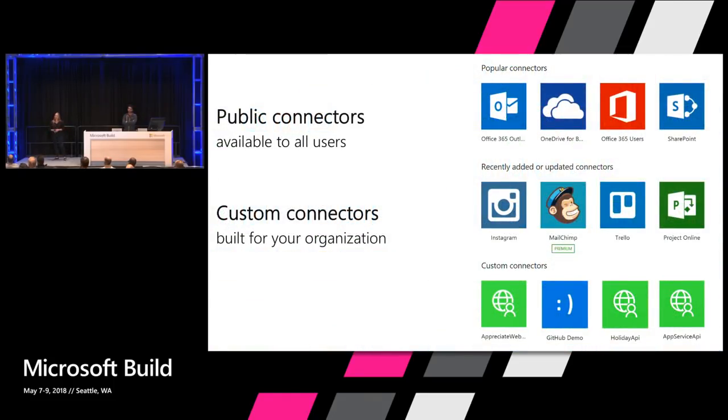So to define it a little bit, the public connectors, and sometimes we just call them connectors, are the ones that are available to all users. So those are the ones that are out of the box. You go to flow.microsoft.com without signing in or anything, and you'll see a whole list of connectors. Those are what we just call connectors, or public connectors if we have to qualify them.